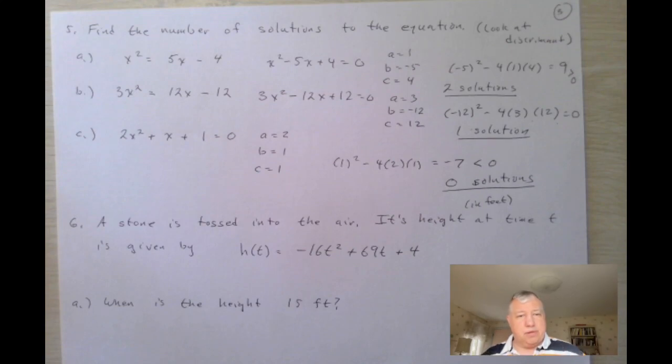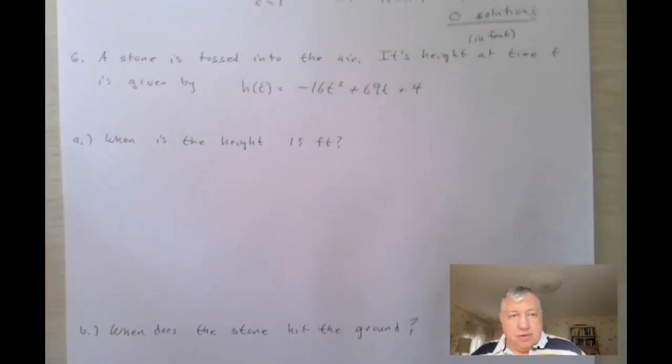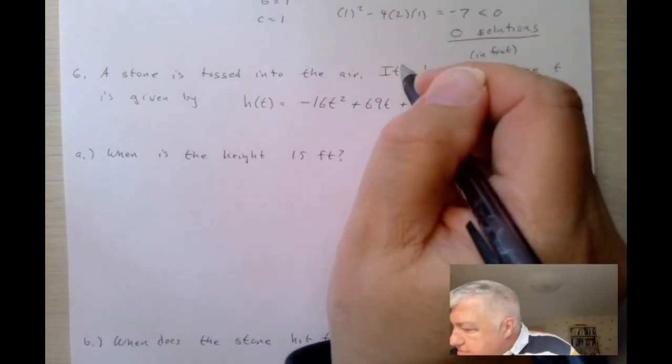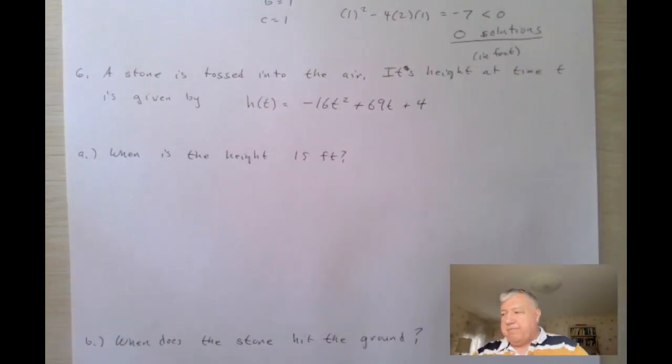Okay. Last example. Through physics, we can find that if a stone is tossed into the air, its height at time t is given by h of t equals negative 16t squared plus 69t plus 4.